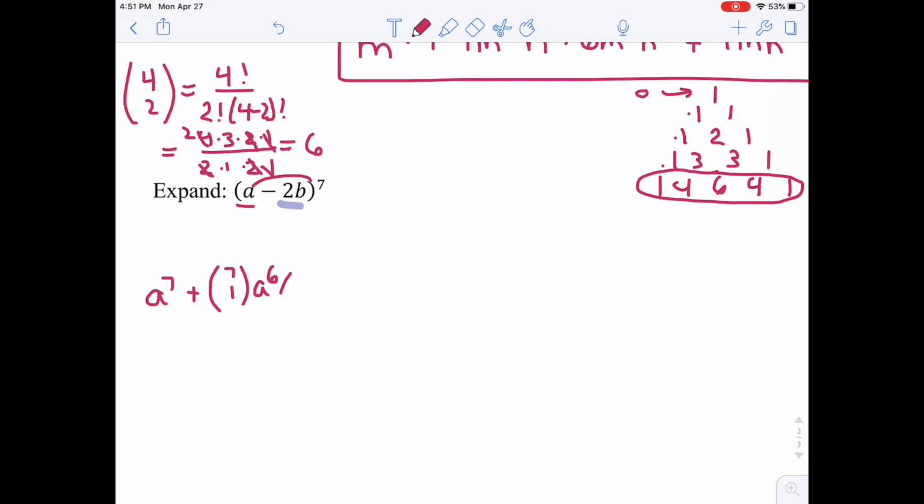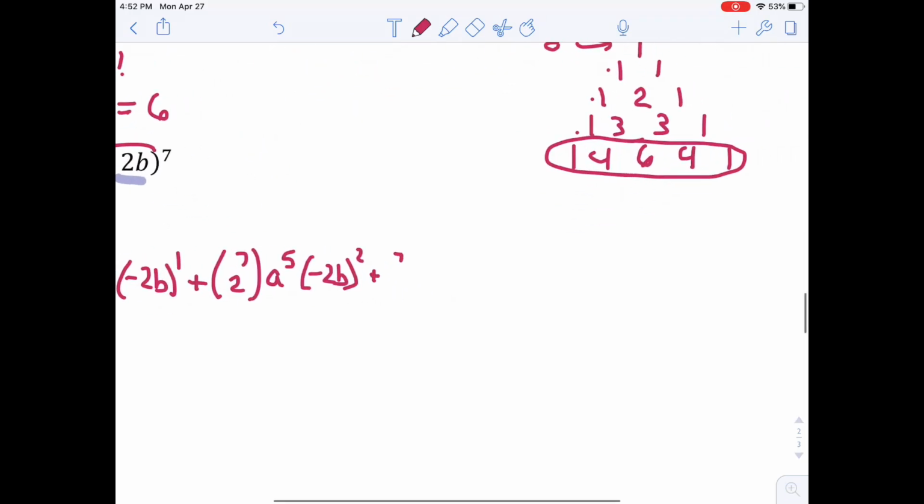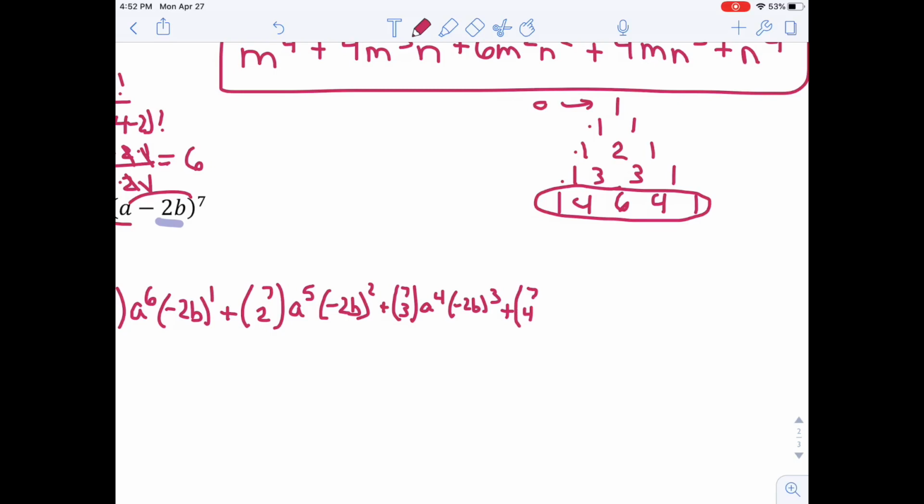The exponent for your a is going to go down 1. And then we're going to add an exponent to your next term, so negative 2b to the first. Then we go 7 choose 2. The a goes down a power, the negative 2b goes up a power, and we keep following that trend. We go 7 choose 3: a to the fourth times negative 2b to the third.